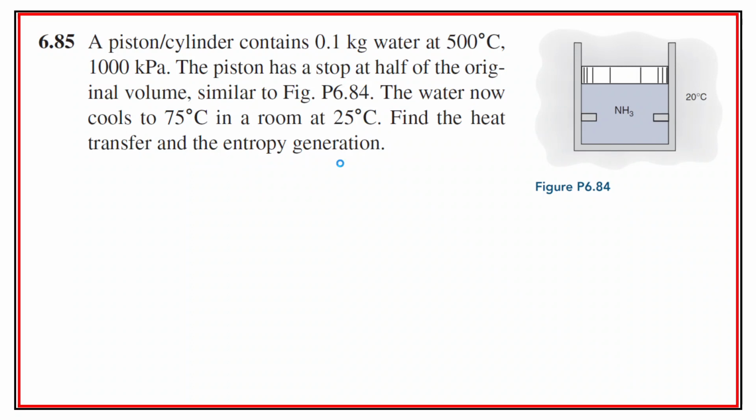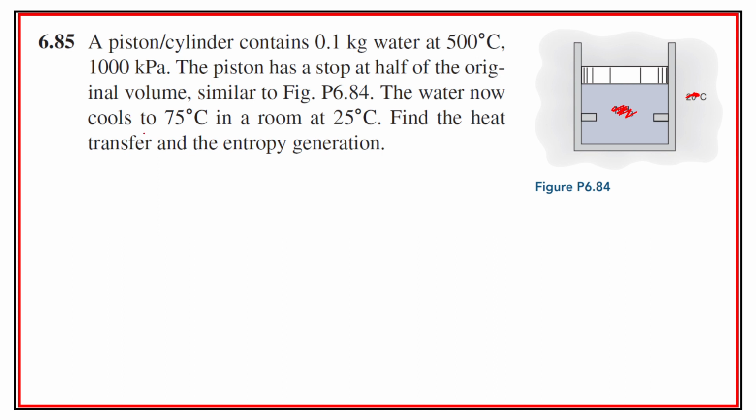One last example for class 23. Here is problem 685 from Borgnakke. A piston cylinder contains 0.1 kilograms of water at 500 degrees Celsius, 1000 kilopascals. The piston has a stop at half of the original volume, similar to this figure right here. You should notice that this figure is for a different problem, and this is not ammonia, and it is not 20 degrees.